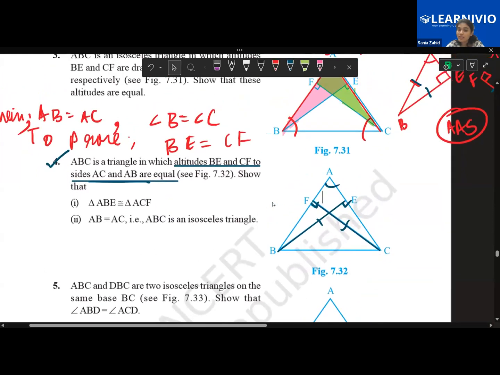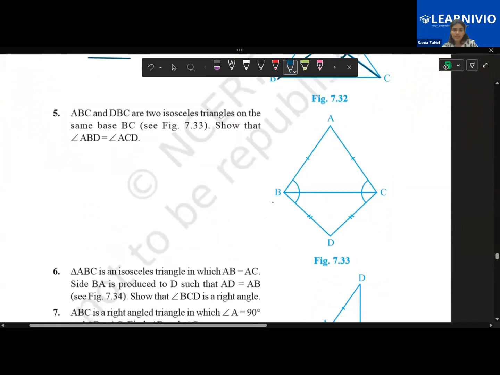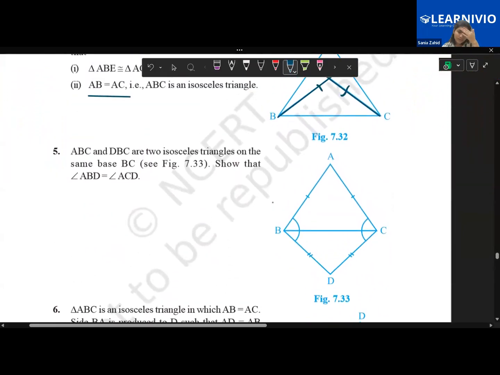Also remember, the second question is asking you to prove AB and AC are equal. That means it can't be that AB and AC are given to you. They are actually asking you to prove them. So you can write that AB and AC are equal to one another by CPCT. Easy. Shall we come to the next one now?